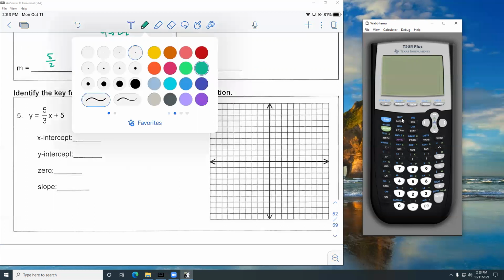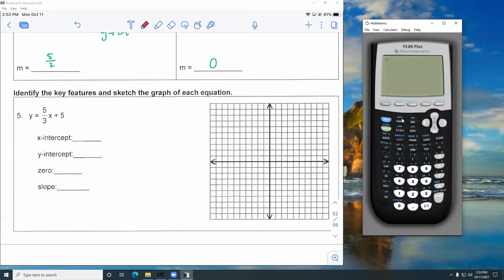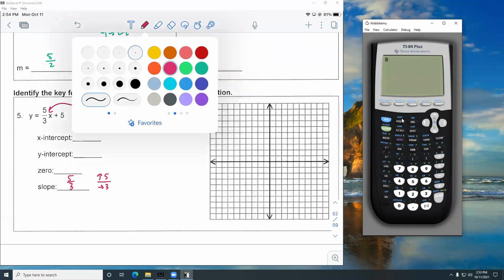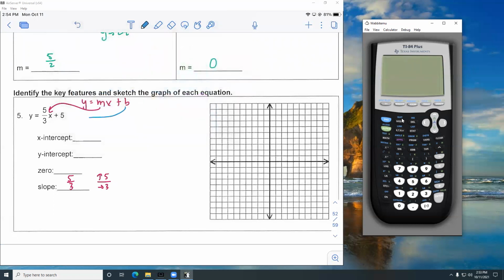Well, here's what I know. I look at my form, and I know that this is in slope-intercept form, y equals mx plus b. So I already know my slope because my slope is married to x. My slope is 5/3, meaning I'm going up 5, right 3. And I already know my y-intercept because my b is my y-intercept. Here, I'll write that down for you. M is slope, b is your y-intercept.